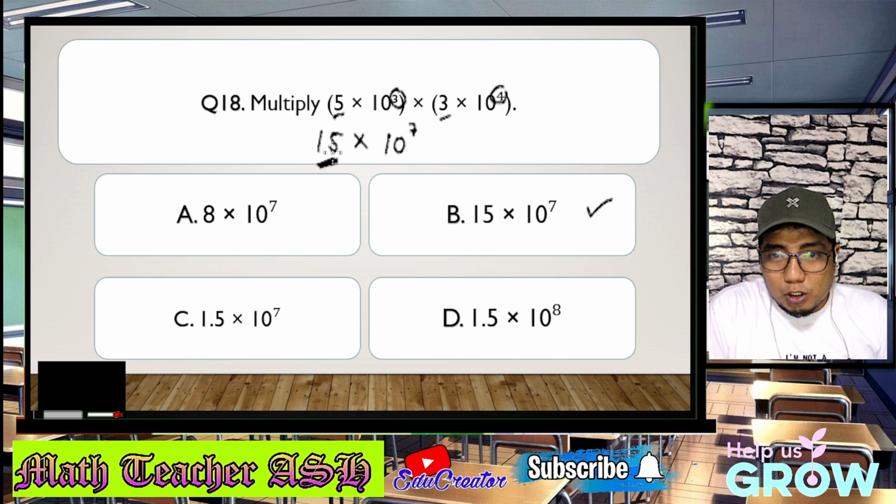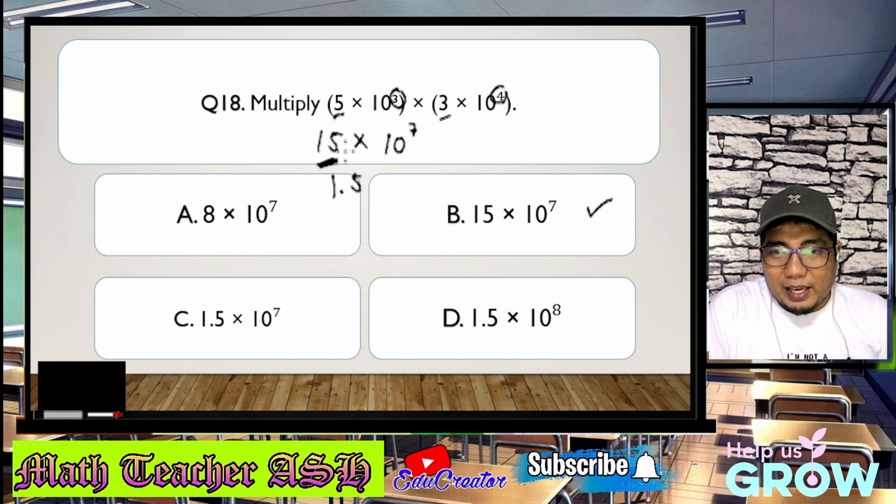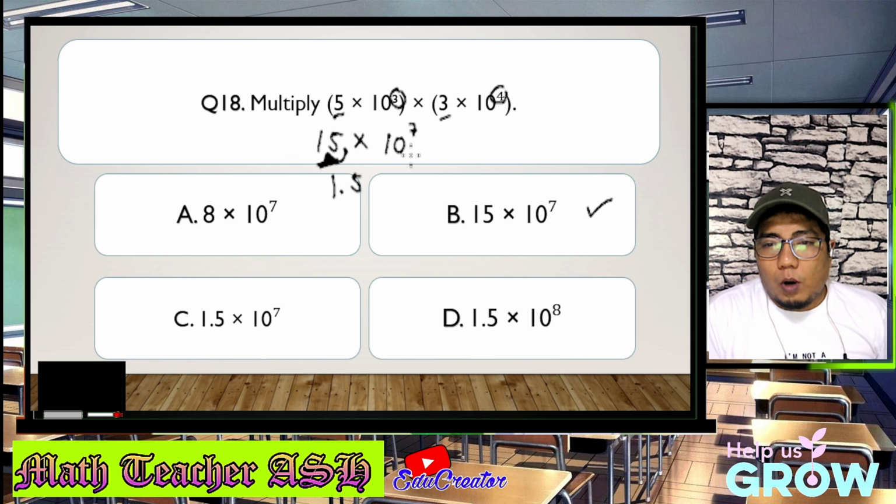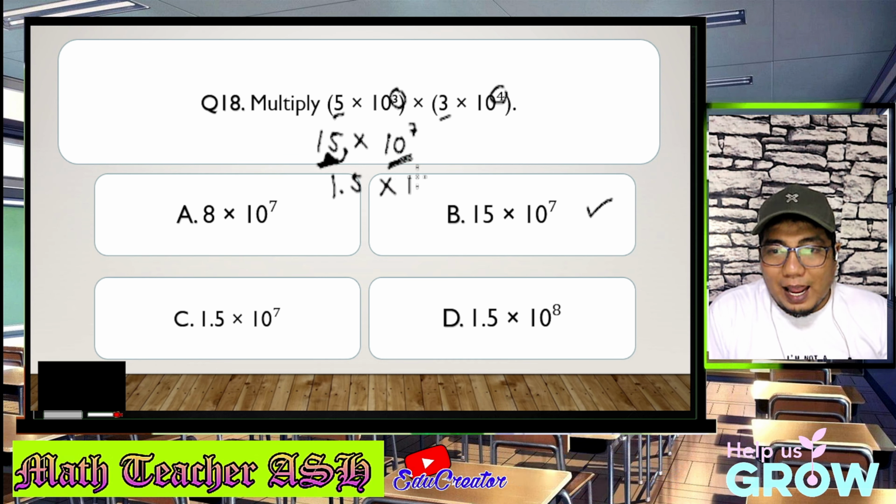The decimal should be in the middle. It should be 1.5. Now, if that is the case, since in the original answer the decimal is right here, we will be moving to the left side, right? So that will add one more power to our exponent, giving us 1.5 times 10 to the 8th power. So the correct answer, my dear math learners, is letter D.